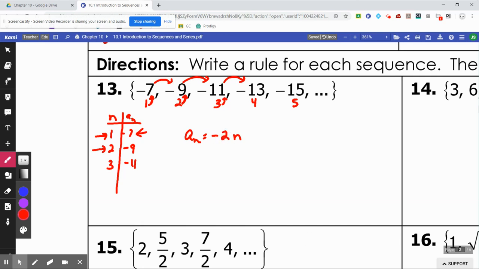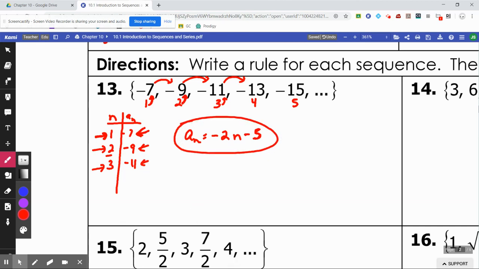So you can continue on, okay, -2. What if I were to multiply -2 times 1? That gives me -2. If I were to subtract 5 more from it, I get -7. Well, check it here. -2 times 2 would be -4. Subtract 5 more, you get -9. -2 times 3 is -6. Subtract 5 more gives me -11.